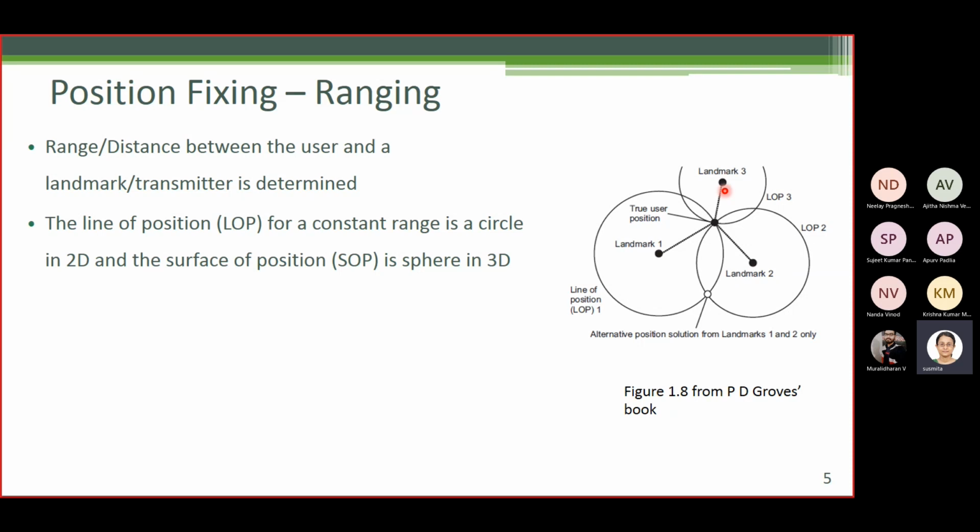So in the case of 2D, we need a minimum of 3 transmitters if we want to find the position unambiguously when we do not have any prior information. This is clear to everyone?